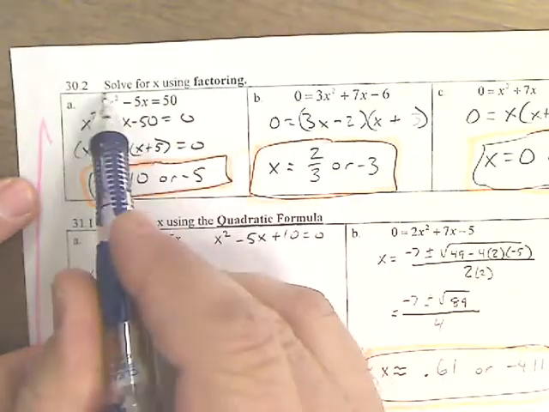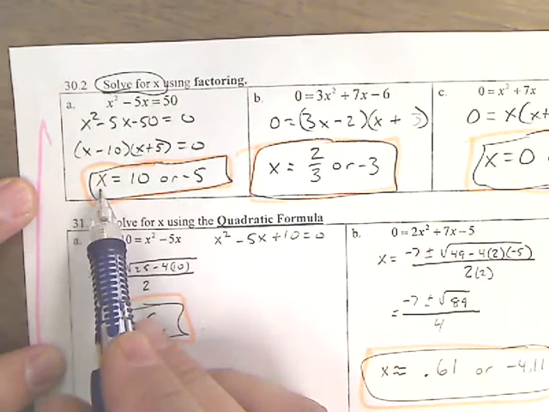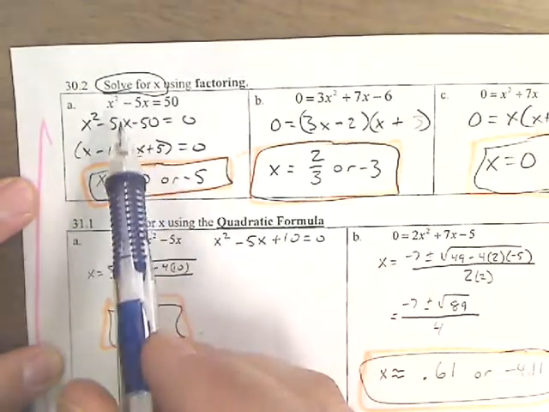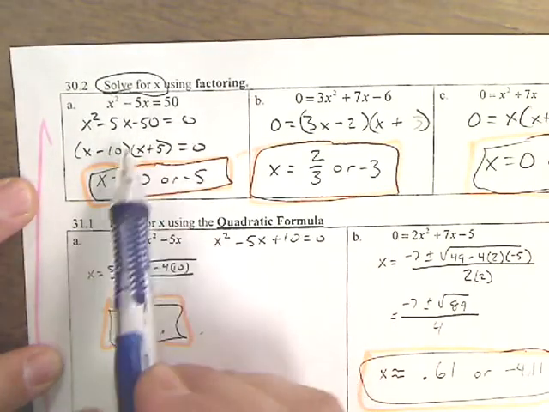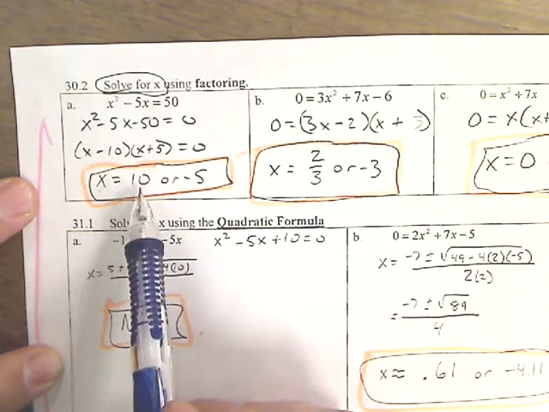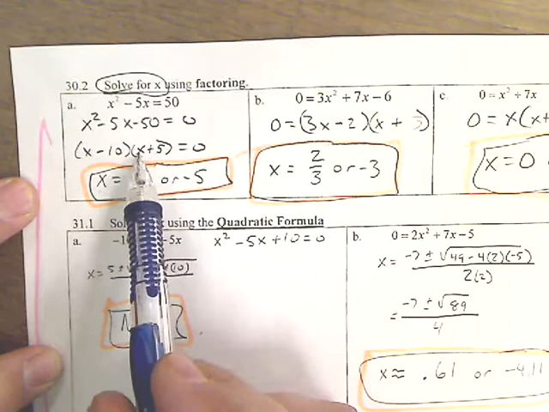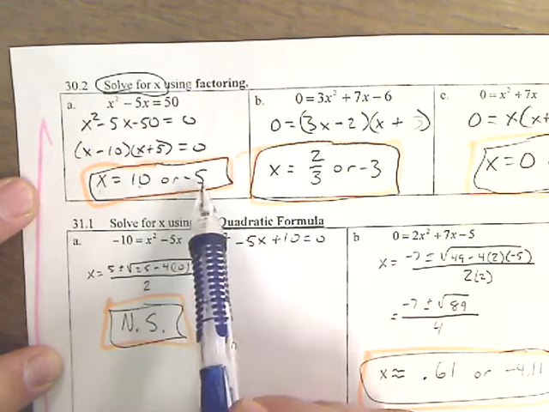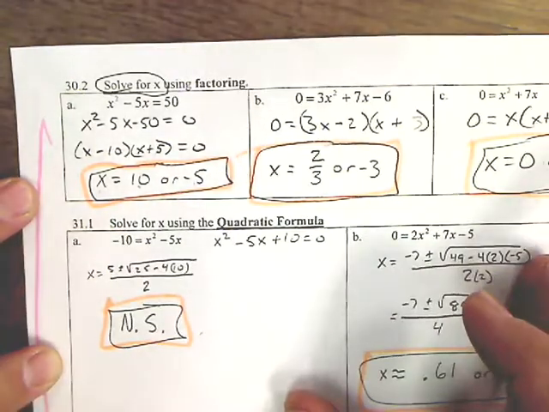Factoring. Solve for x using factoring. So I'll have x equals. Get it equal to 0. Factor. So x minus 10 equals 0, so 10 works for x. x plus 5 equals 0. That means negative 5 works.